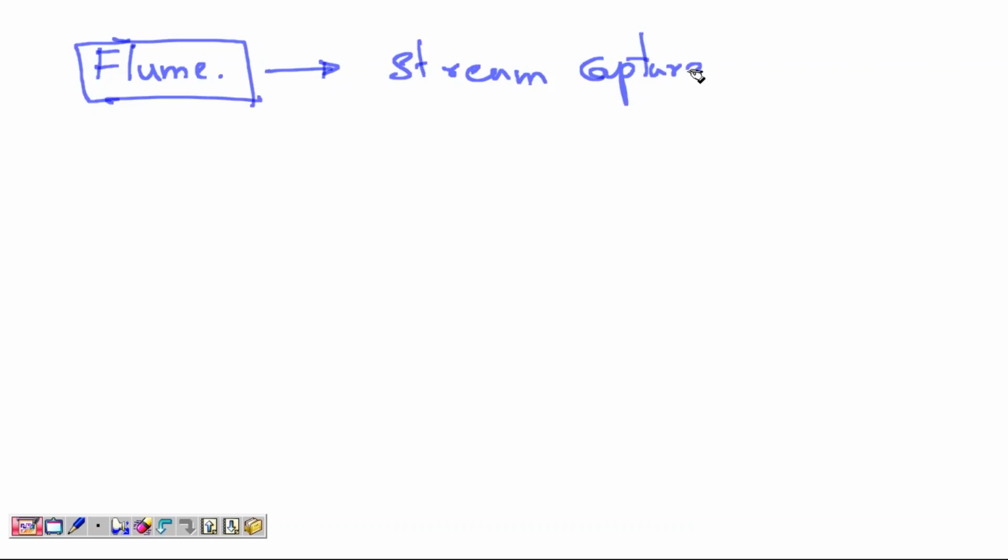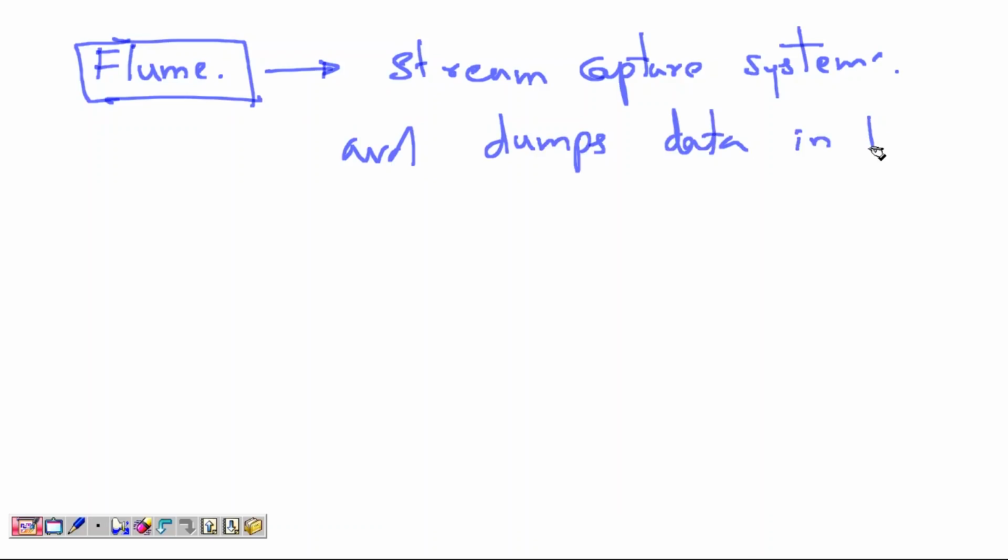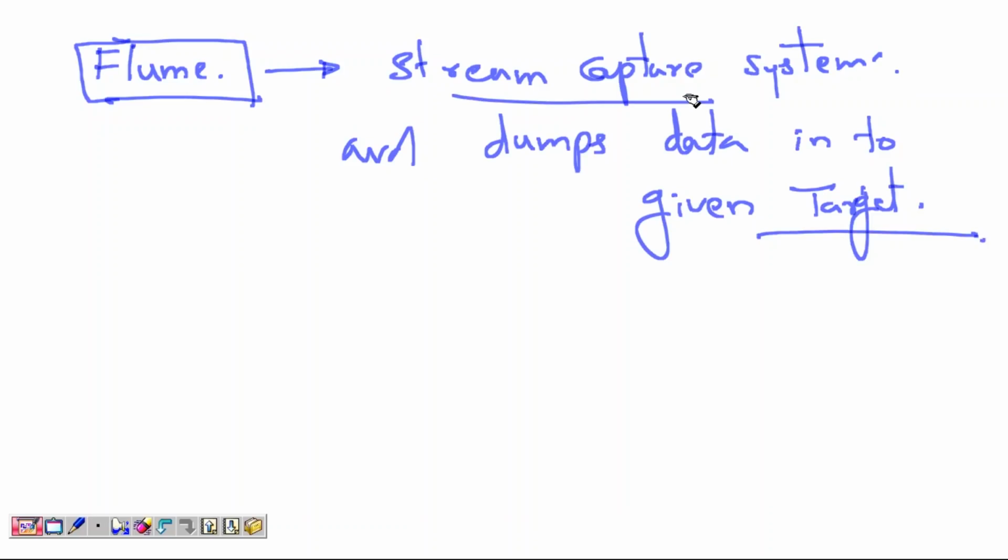Let's talk about Flume. It's a stream capture system, you can say, and it dumps data into a given target. So stream capture system means it is capturing the streaming data. It keeps reading the streaming data and then writes it into the given target. The target can be Hadoop.